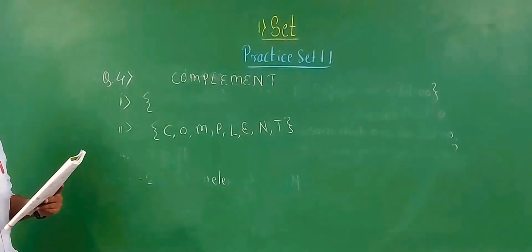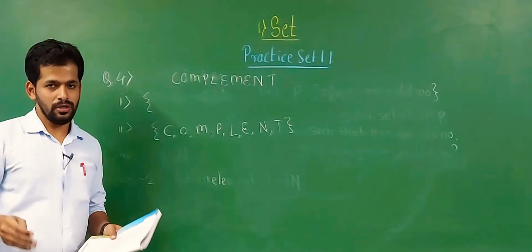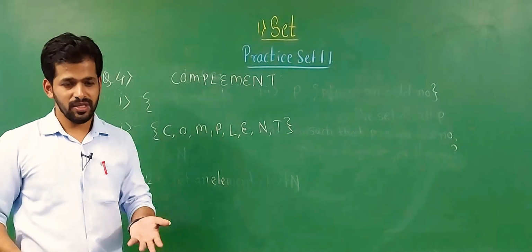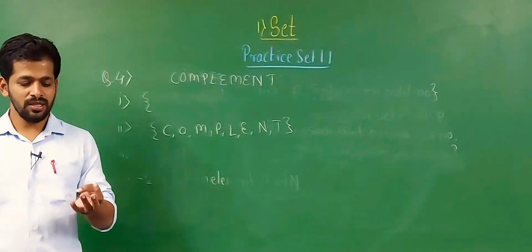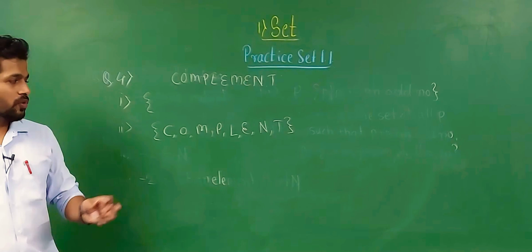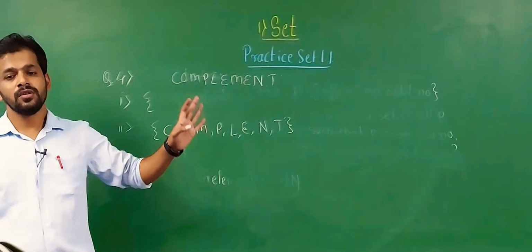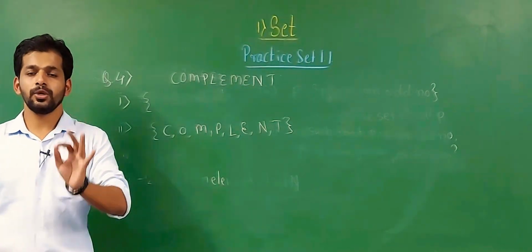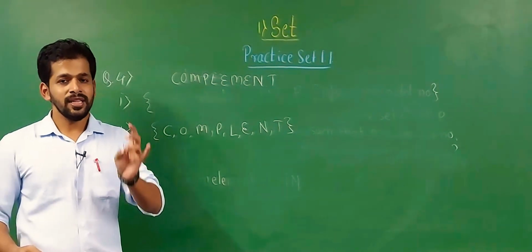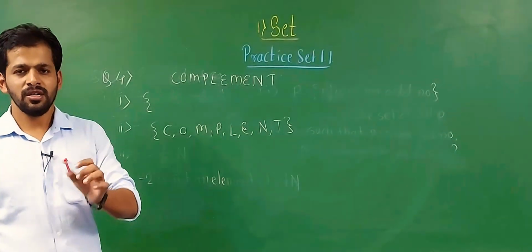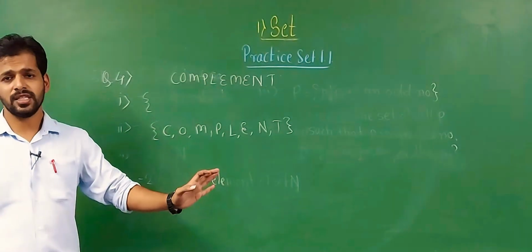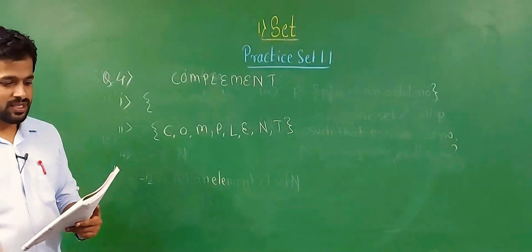Next one, set of human sensory organs. Which are they? Simple one: nose, ear, tongue, skin and eyes. Okay, you have to write here that 5 sensory organs are there: nose, ear, then skin, tongue. It is not necessary to write them in sequence. And the last one is eye.